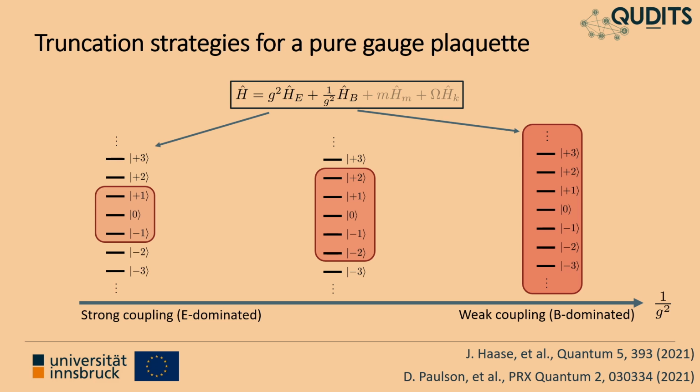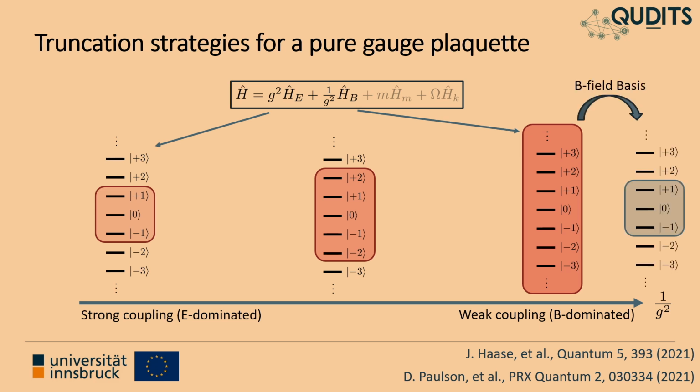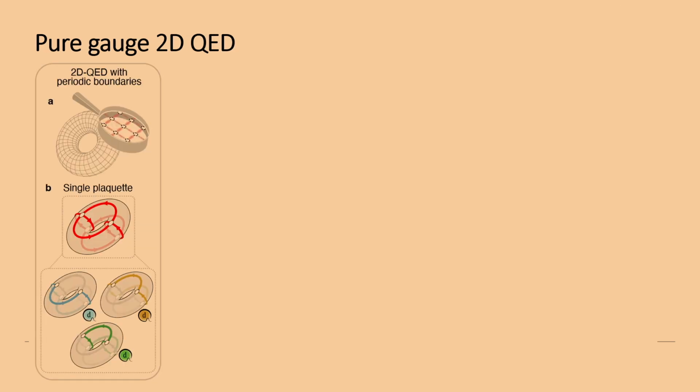But thanks to our friends from IQC, there is a solution for this, which is changing to a different basis, namely the magnetic field basis, which is done by a Fourier transform. And then here again, you're dominated by the magnetic field, so you can truncate in the magnetic field basis very well. And then you only have to worry about the intermediate regime where things can get a bit out of hand.